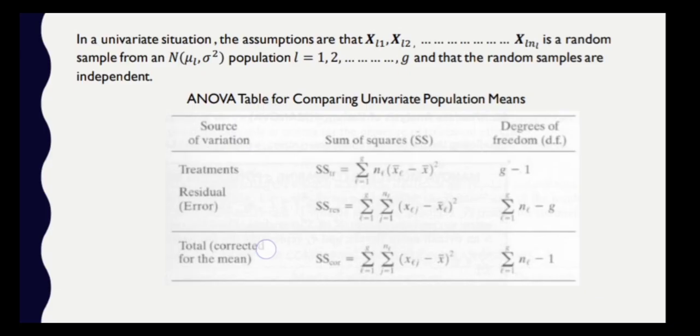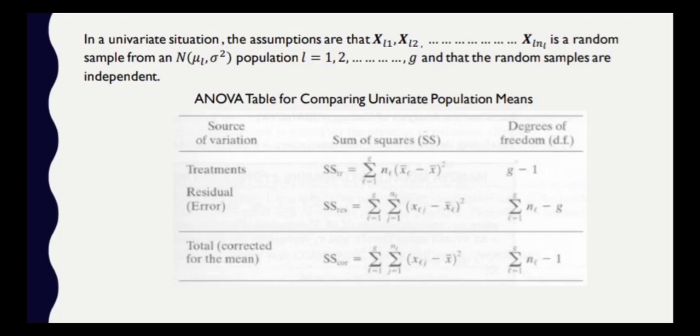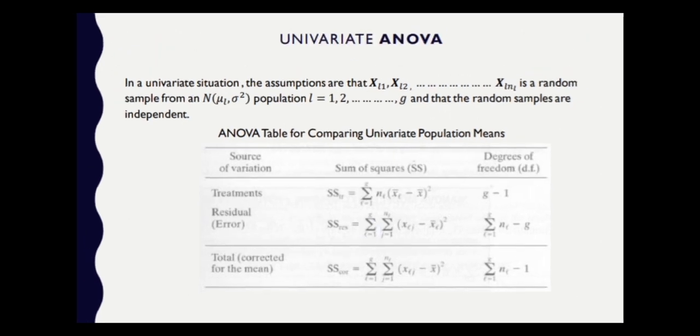Okay, so degree of freedom for treatment will be G minus 1. G here adalah number of population. Okay, berapa banyak population you ada, so minus 1. Okay, and then degree of freedom for residual is total of sample size minus dengan how many population involved, and then degree of freedom for total, SS total adalah summation of these two degrees of freedom ataupun summation of n_l minus 1, total of the sample size minus 1. Okay, that is the ANOVA table.